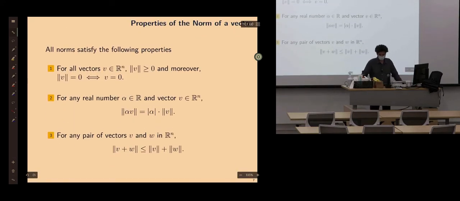The last one is called the triangle inequality, and this is saying that if you have two vectors, V and W, if you add them up and then take the norm, this is always less than or equal to the sum of the norms of each individual vector. Okay?